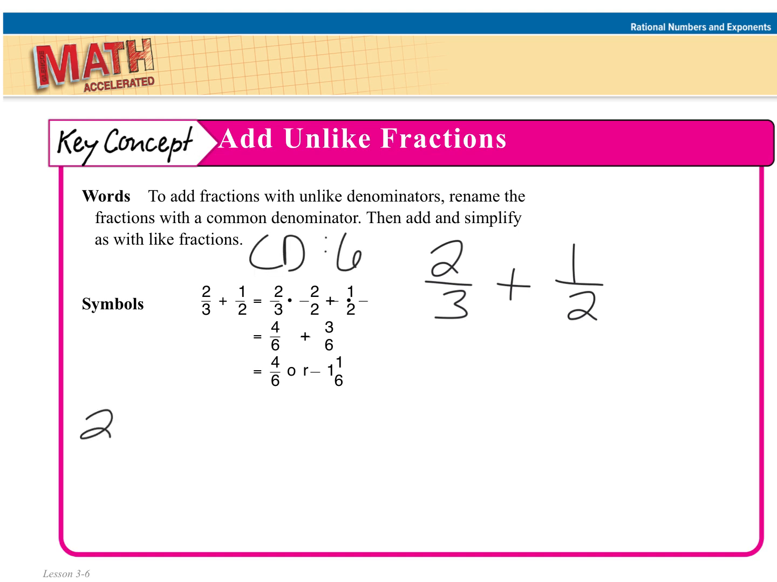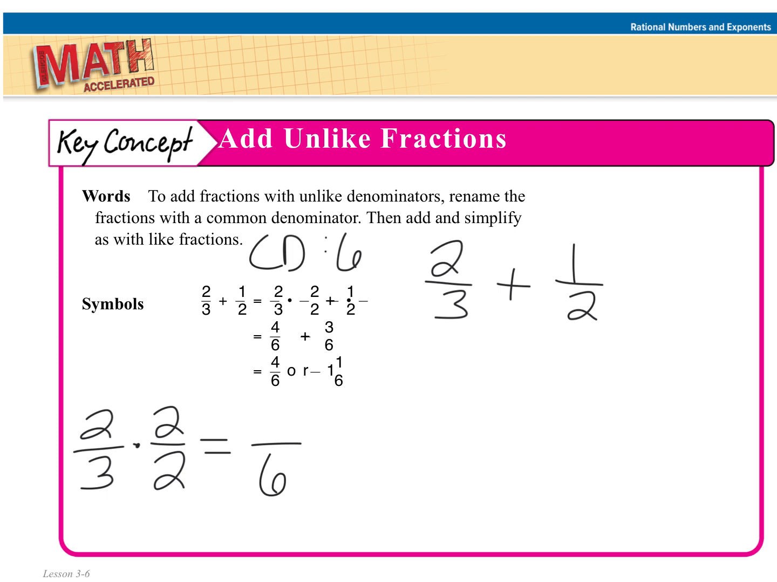So I'm going to take 2/3. We want to get it to equal 6 on the bottom. So what do we need to multiply our denominator by? 2. And what I do on the bottom, I have to do the same thing on the top. Let me ask you this for a second. Am I changing the value of the fraction? No. Why not?